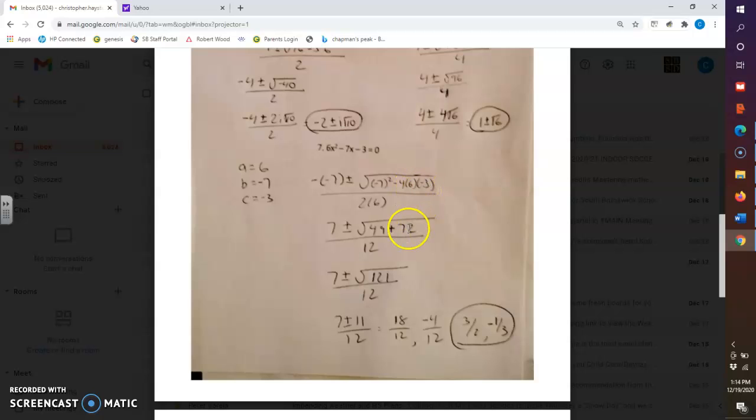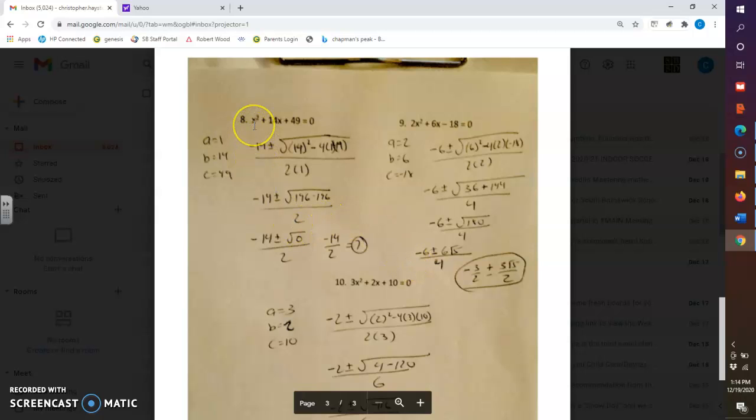4 times 6 times 3 is 72, and then on the bottom 2 times A, which is 2 times 6, so the bottom is 12. 7 plus or minus root 121 over 12 becomes 7 plus or minus 11 over 12. 7 plus 11 is 18 over 12. 7 minus 11 is negative 4 over 12, and we reduce both fractions, 3 halves and negative 1/3.